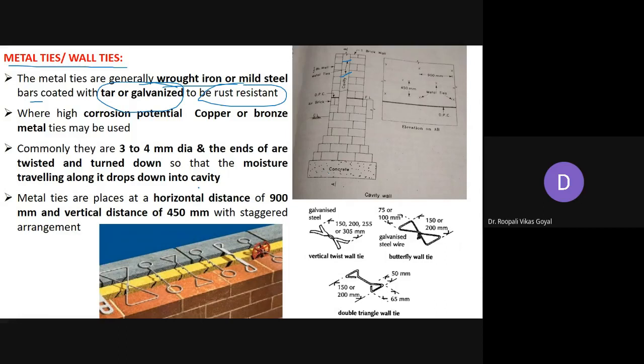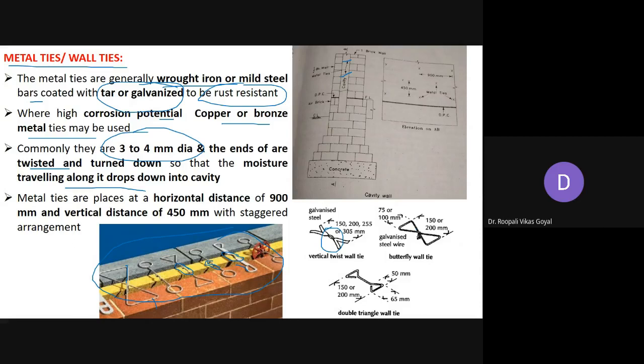So there are varieties of such wall ties that are available. Basically where high corrosion potential is there, then copper or bronze metal ties are also used. And generally they are bars of 3 to 4 mm diameter, and their ends are generally twisted. So you can say there are twisted ends, and generally they are turned down at the center. So whatever water is coming up, that moisture will travel along them and it will drop down into the cavity. So this type of twisting and turning is generally provided in the metal ties.